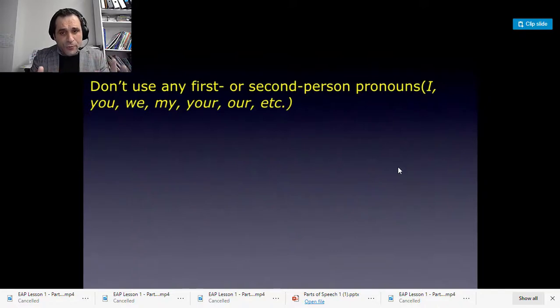Avoid using those words, those pronouns, and try to use the third person, which means he or she or they. That's better when you write an essay, to follow that strategy. Okay, so I believe that you have a writing task at the end of the week. So I would like you to start preparing for your writing, for your essay.